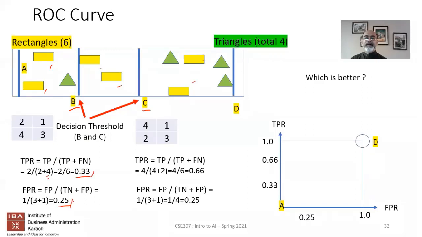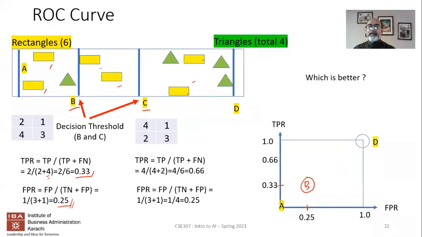The false positive rate also increases. And where would this point be, this decision threshold on this graph? It should be TPR is 0.33. Okay, and it should be on this line here. And false positive rate is over here. So point B will be over here.